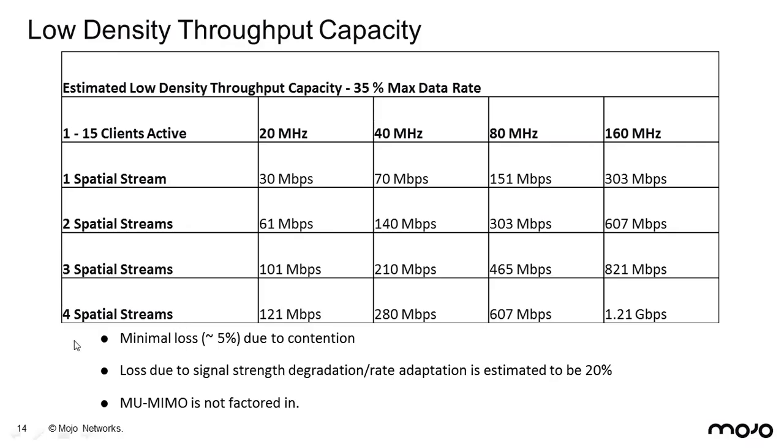The conditions of the air. Here, we're assuming that the channel is a nice, clean 80 megahertz channel. We don't have any non-Wi-Fi interference or any Wi-Fi interference. And we're saying we're going to get about a 5% loss due to contention, and then also some loss due to rate adaptation and signal degradation, because these clients are not all sitting next to the AP. They're going to be spread around like in a real use case. Multi-user MIMO is not factored in for any of these tables.